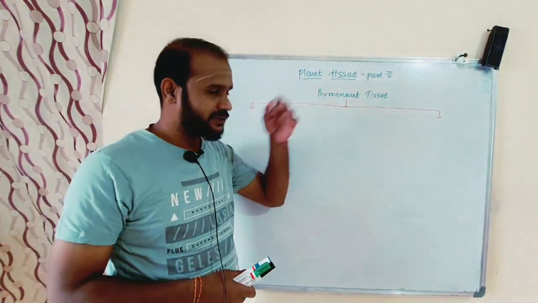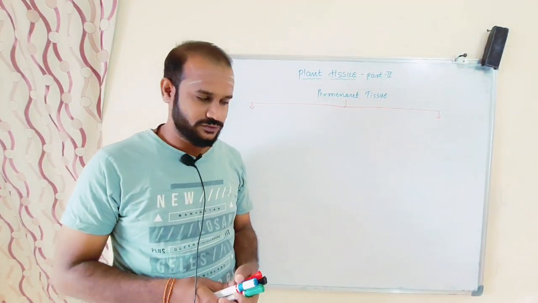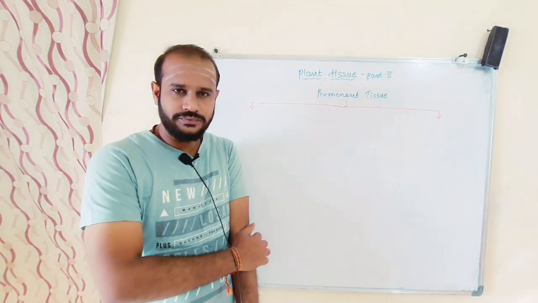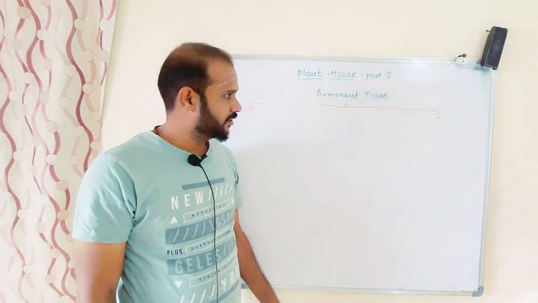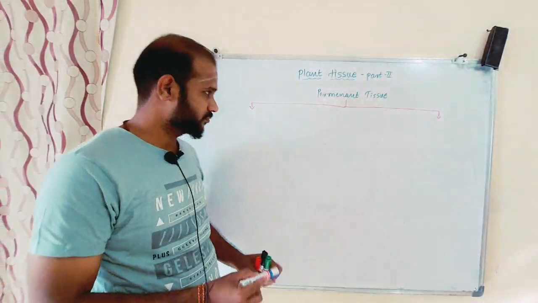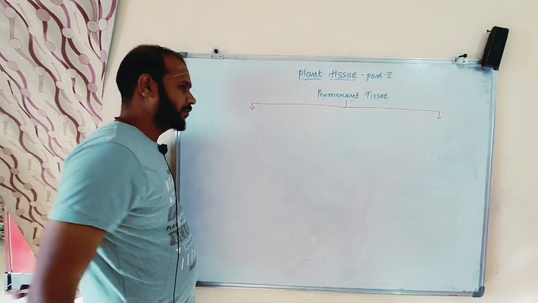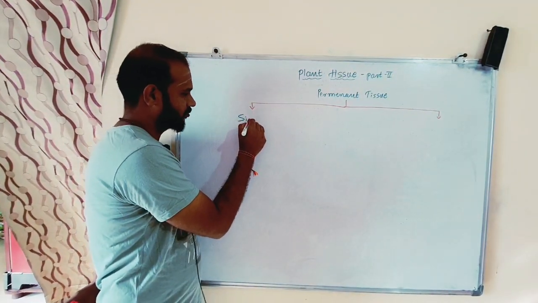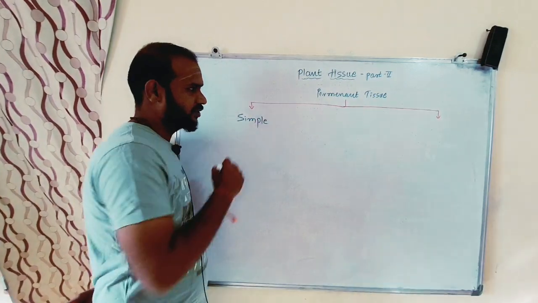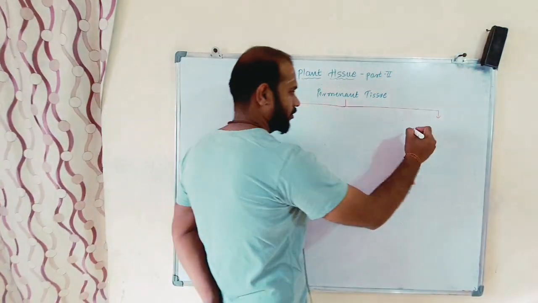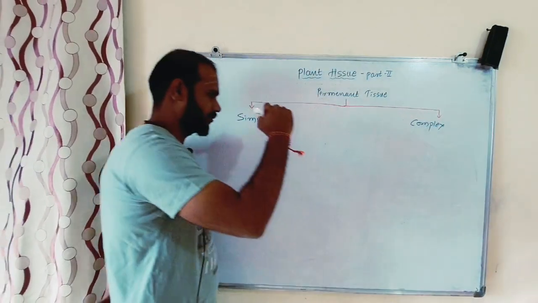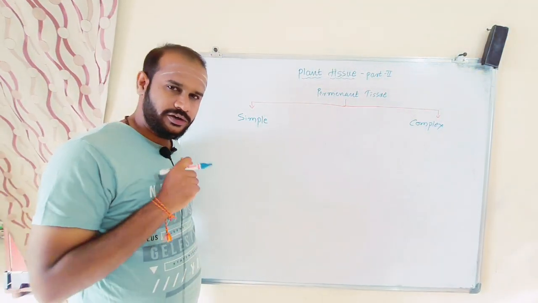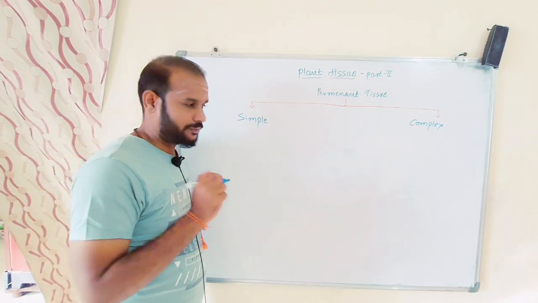Now, we'll see the second part of plant tissue. In the last part, we have seen meristematic tissue, right? Now we'll see the permanent tissue. In permanent tissue, there are mainly two types: simple permanent and complex permanent tissue. Again, simple permanent tissue is divided into three main types.